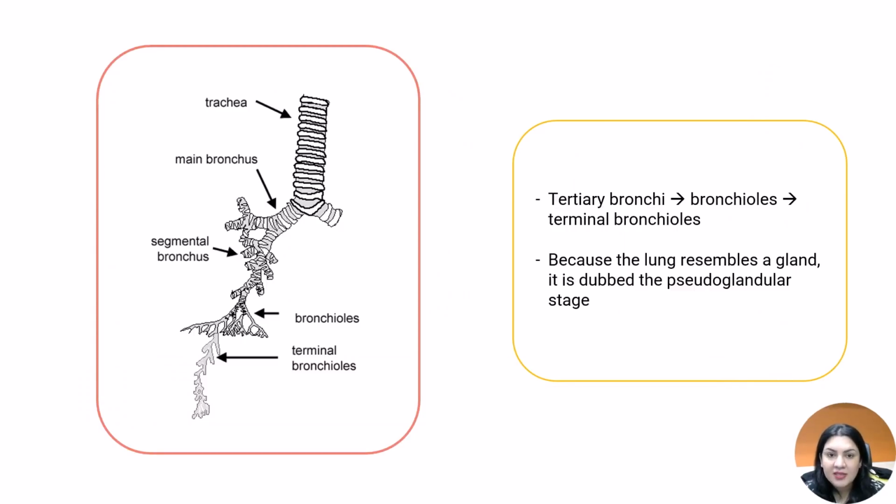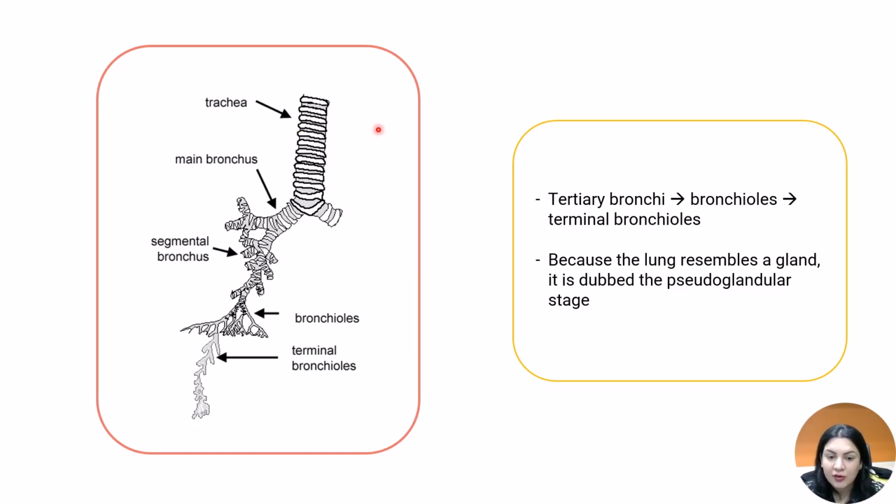Now, by the time we get to the pseudoglandular stage of the development of the respiratory system, the respiratory tree itself, as it's known, because again, it's a lot of branching that's happening, is going to undergo quite a bit of extensive division or branching, and ultimately give rise to further 16 or 20 generations of bronchial structures by the time we get to the end of this pseudoglandular stage.